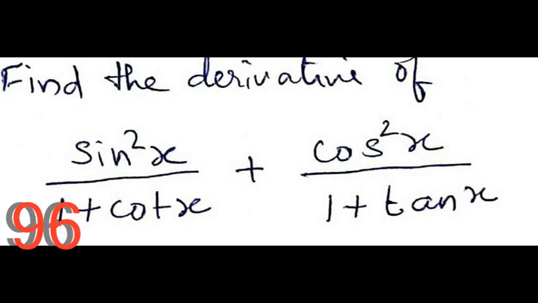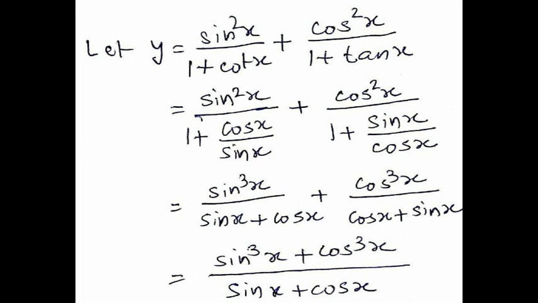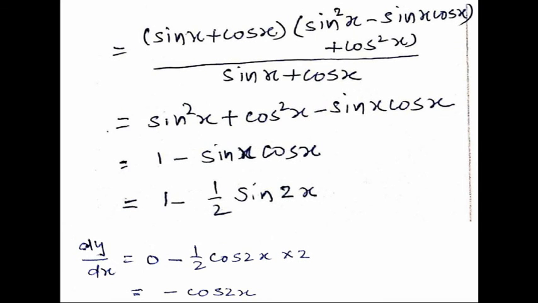Find the derivative of sin square x divided by 1 plus cot x plus cos square x divided by 1 plus tan x. Cot x is equal to cos x by sin x, tan x is equal to sin x by cos x. Simplifying, we get sin cube x plus cos cube x divided by sin x plus cos x. Simplify by using the formula a cube plus b cube and get y is equal to 1 minus half sin 2x. Therefore, dy by dx is equal to 0 minus half cos 2x into 2, which is equal to minus cos 2x.